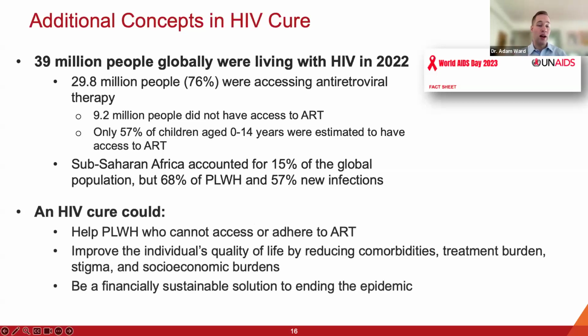So when we're talking about an HIV cure, I think it's also important, particularly in comparing it to antiretroviral therapy, that an HIV cure could reach and help people living with HIV who cannot access or adhere to antiretroviral therapy. It could also improve the individual's quality of life by reducing comorbidities, treatment burden, stigma associated with living with HIV, as well as socioeconomic burdens. And it may also present a financially sustainable solution to ending the epidemic.